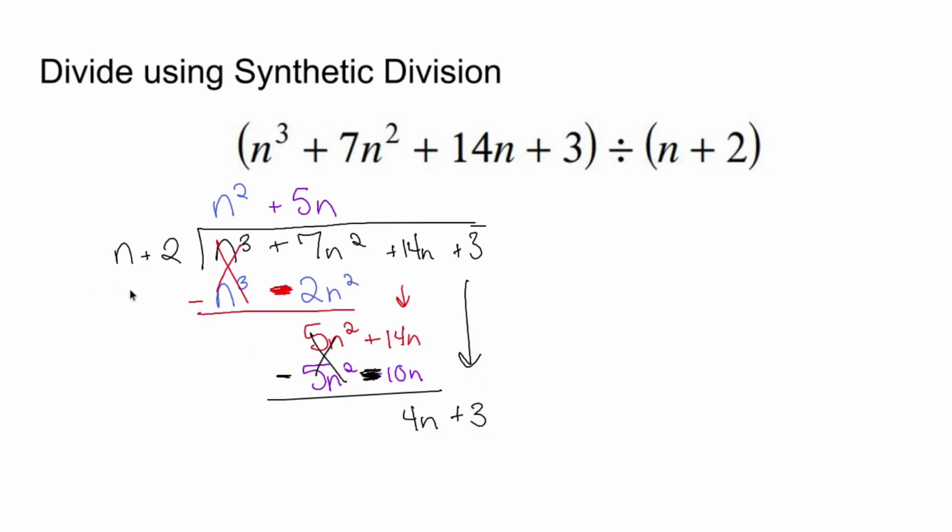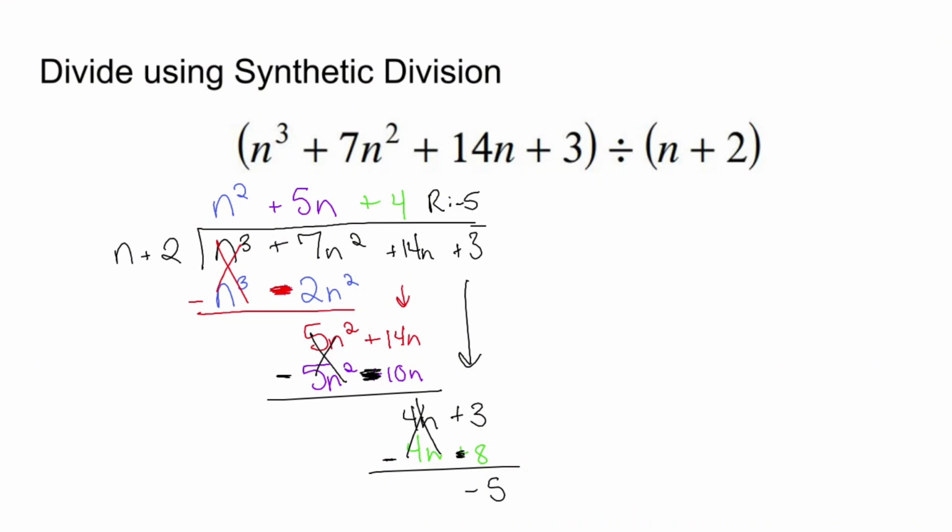One more time. n times what is 4n? n times 4 is 4n. Take that 4 and multiply it to both of these. n times 4 is 4n. 4 times 2 is 8. Subtract the entire row, which means flip the signs. And we end up with the n going away. 3 minus 8 is negative 5. So I'm going to have a remainder of negative 5.